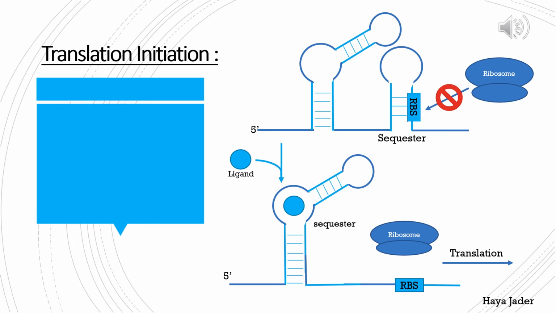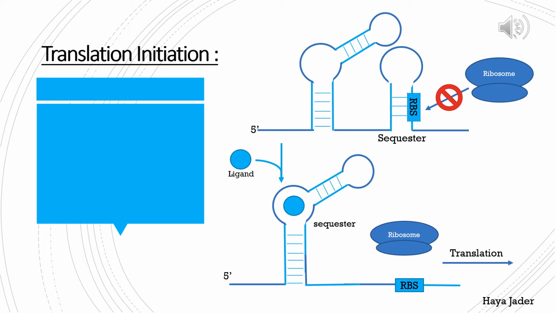Hi, I'm Haya, and in this video I will describe the translation of a riboswitch. So, as we know, translation is the second mechanism after transcribing DNA to a single strand of RNA. This RNA then requires a ribosome to be translated into a protein.